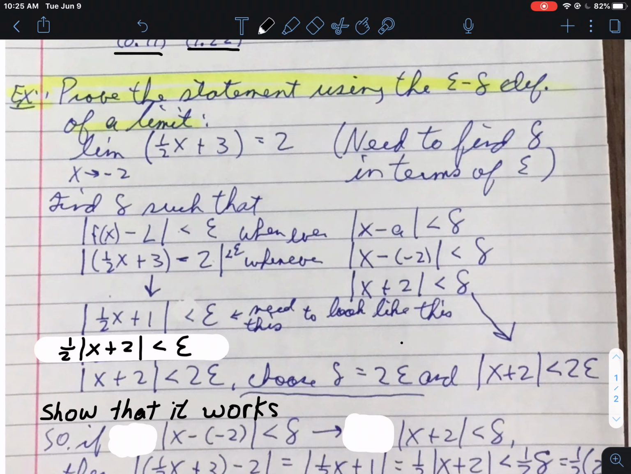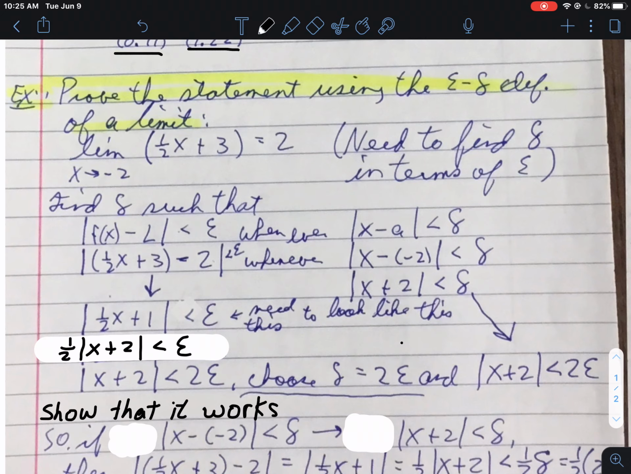We're proving this limit. Remember, that's what I said earlier. Ultimately, that's what this is all about. It's proving that this limit is exactly true. So it doesn't matter what value you choose for epsilon. I can always choose a delta that gets me within a certain distance of my function. So I'm proving this limit as x approaches -2 of 1/2 x plus 3 equals 2. We're proving that that is actually true.